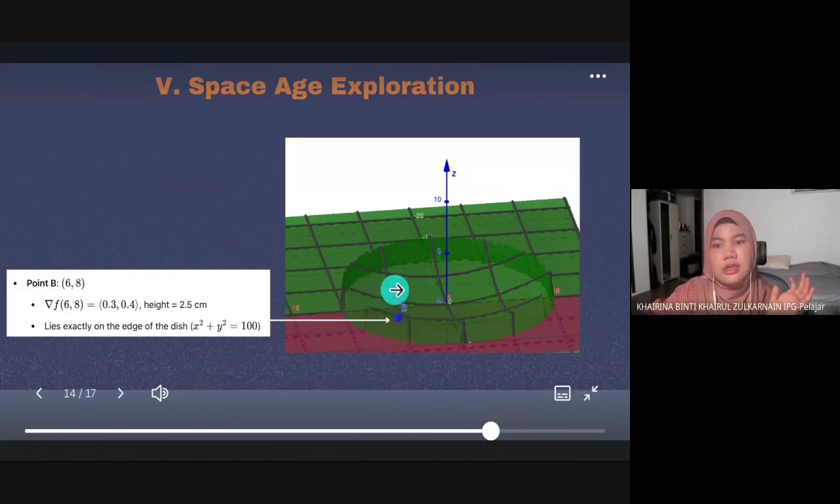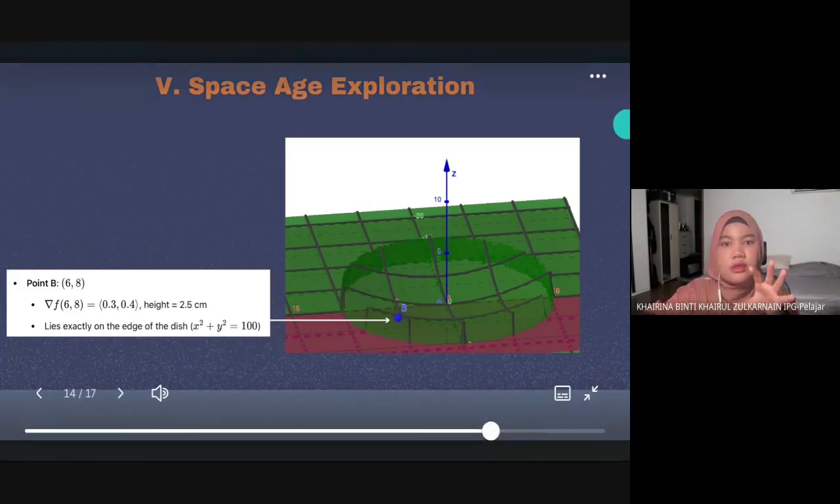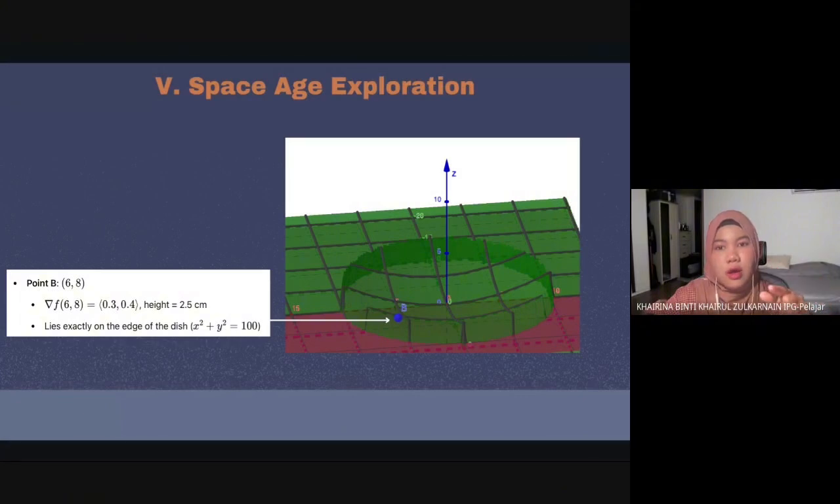edge. These examples show how the slope varies across the surface and how we can use calculus to predict and optimize the shape. So, what is point B? Point B is a spot on the edge located at x equals 6 and y equals 8 and will form z equals 2.5.